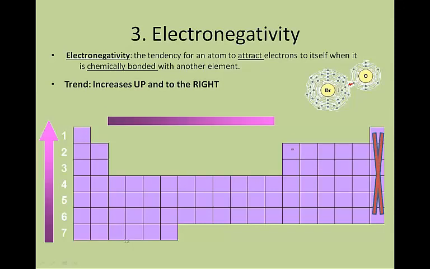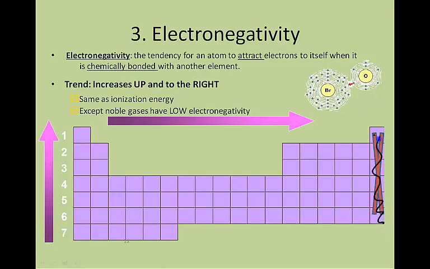The third and final trend is electronegativity. It's very similar to ionization energy in terms of its trend. It goes up and to the right. But the difference is that the noble gases have no electronegativity. And this is why. Because electronegativity is how likely that atom is to attract electrons to itself when it bonds to another element.